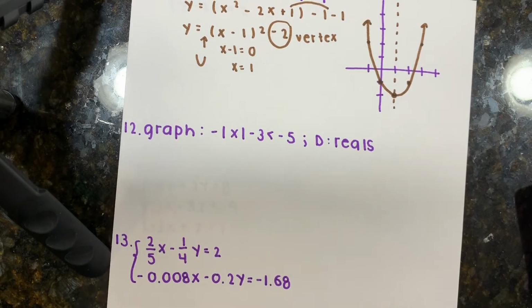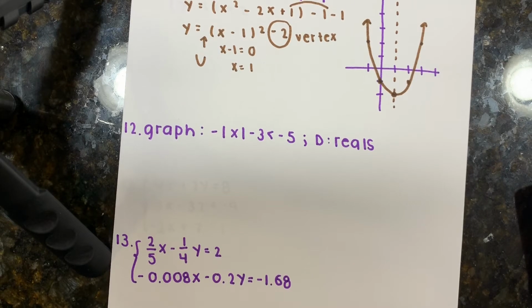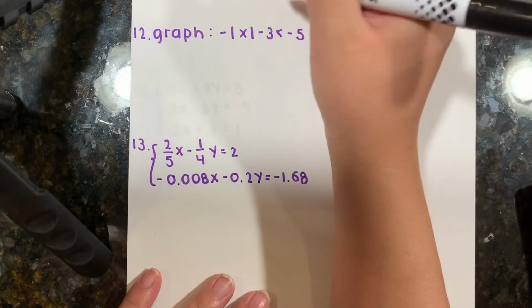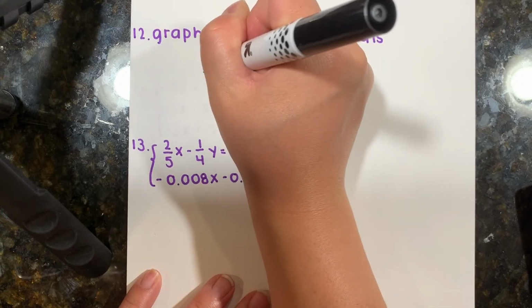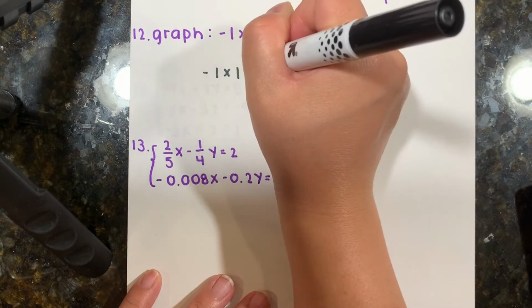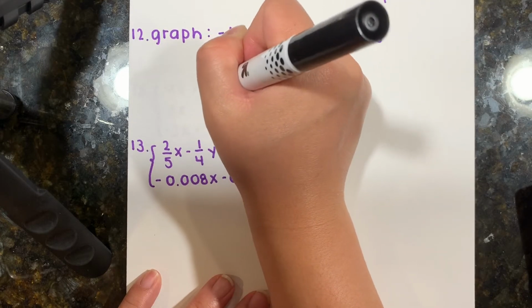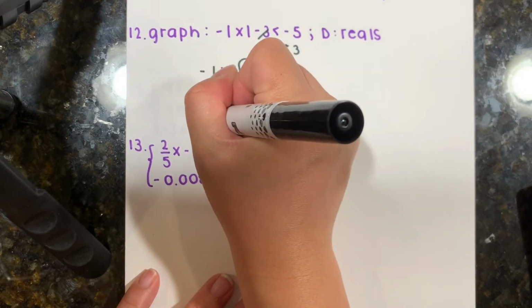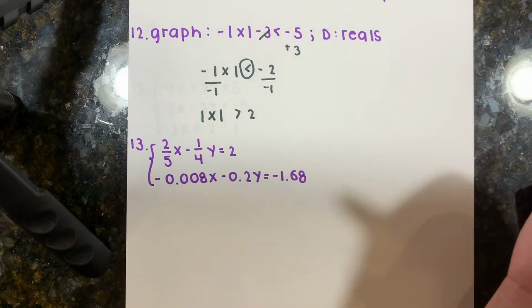That's from lesson 100. So if you have questions on that, make sure you refer back to lesson 100 for that. Now for graphing an absolute value on a number line, I'm going to start by moving the 3 to the other side. So I get negative absolute value of x is less than negative 2. When I divide by negative 1, it's going to flip my inequality. So that's going to become the absolute value of x is greater than 2.